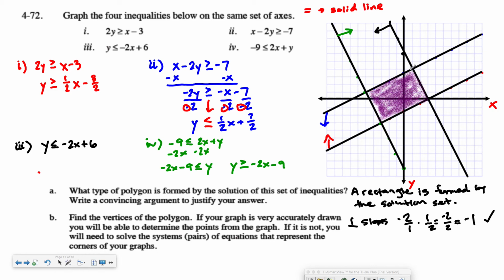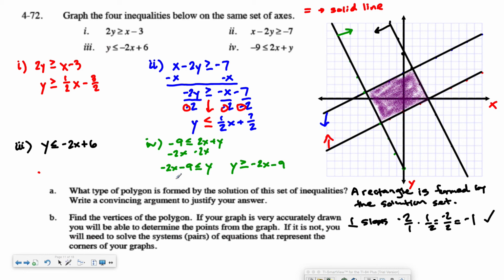And therefore we know that this would have to end up being a rectangle because it's a quadrilateral with 4 right angles. Now, find the vertices of the polygon. If your graph is very accurately drawn, you will be able to determine the points from the graph. If not, you will need to solve the system of equations that represent the corners of your graphs. We don't need to do that. I graphed it pretty accurately there, so we can look at our 4 points here. Go back and look at yours to make sure that yours ends up being the same, but you should end up with these 4 points.